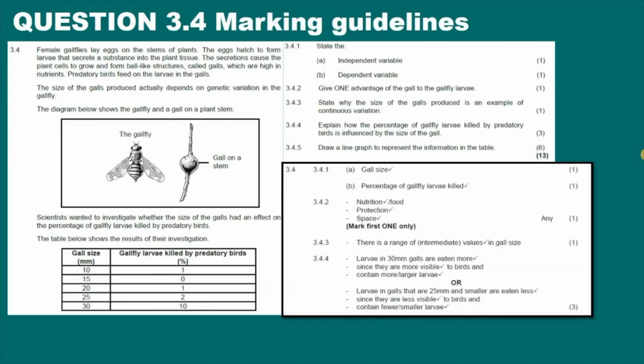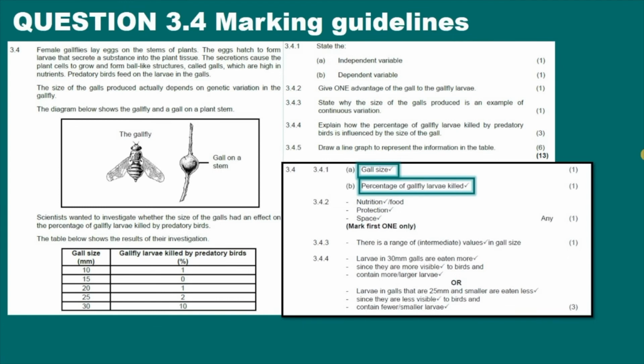Let's move on to the marking guidelines of question 3.4. Firstly, they asked you to state the independent and the dependent variable. Your independent variable, I said, is something that the scientists decided on, the one that's first in our table, the first column. In this case, it was the size of the gall, not just the gall. It's very important that you state the size of the gall. Then your dependent variable is what's measured, not just the gallfly larva. It is the percentage of gallfly larvae that were killed. Very important. If you just write gallfly larva, it's wrong. It's the percentage of gallfly larvae that were killed.